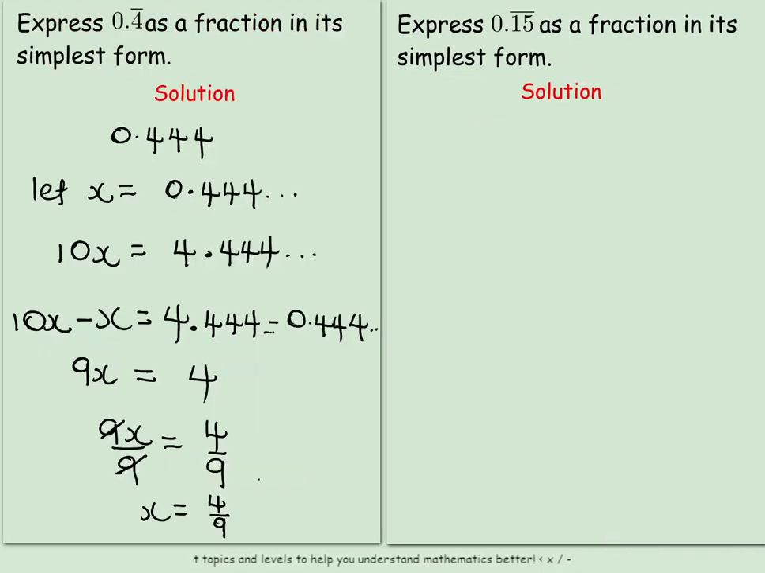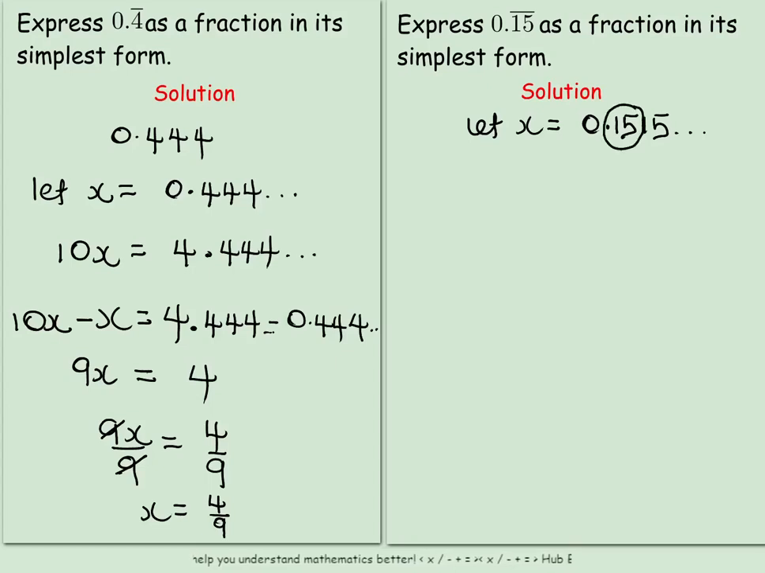So for this second question here, we have: express 0.15 recurring as a fraction in its simplest form. So following our steps, we first of all let x be equal to what? Your 0.15. You know it is the 15 that is repeating. So 15, 15, 15. We can write it this way, and it continues. Since we do understand, just 2 is fine. With this, it's 2 digits that are repeating.